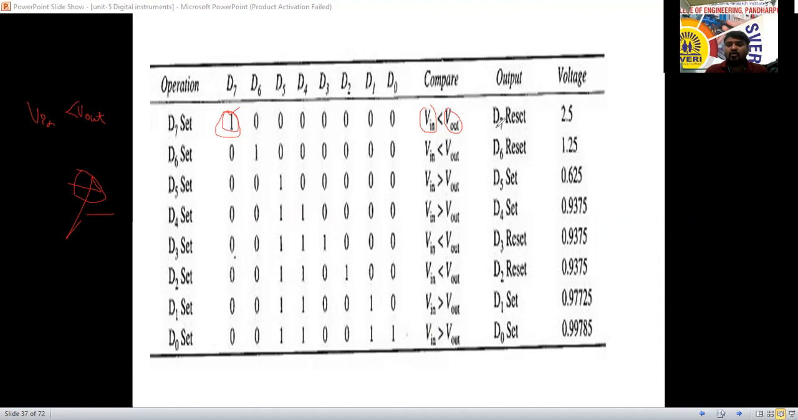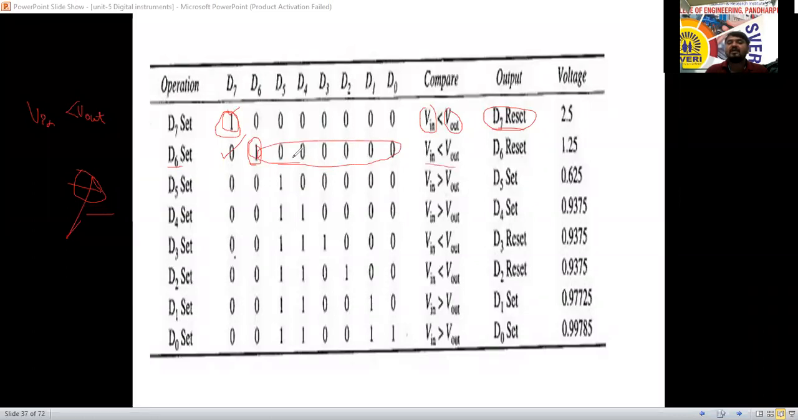Next step, we reset D7 and make it 0, and next we set D6. D7 is reset, and for D6 I use a value smaller than D7. So D7 is reset, which is 0, and D6 is set. All other bits we keep 0. Then I compare.